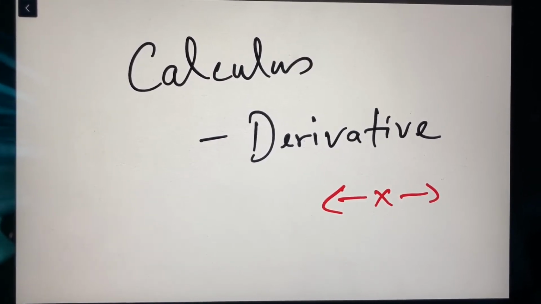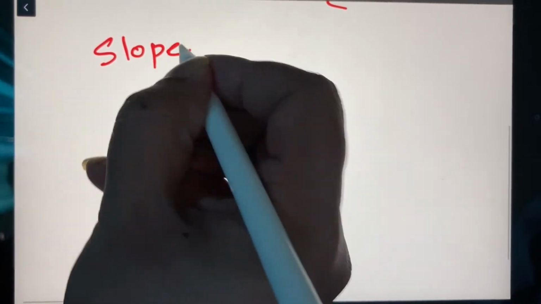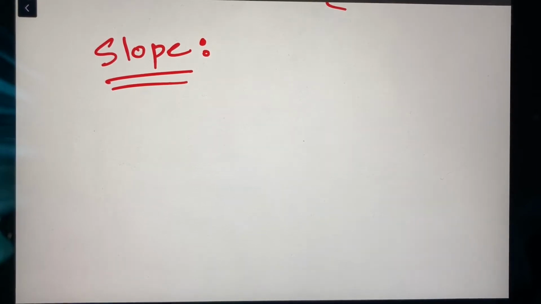So today we are going to talk about derivative. Alright. So before I talk about derivative, I want to talk to you about two concepts, okay? So the first concept will be slope.